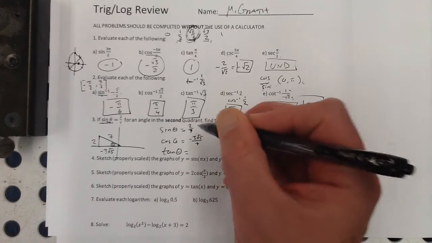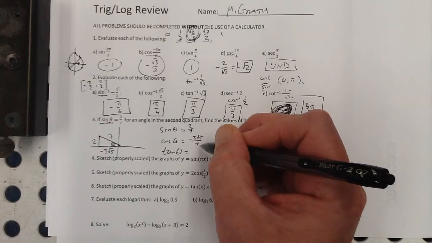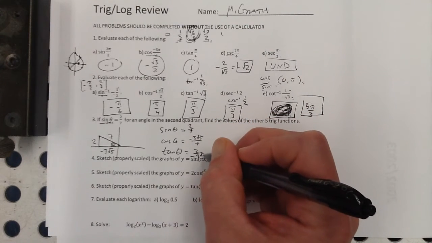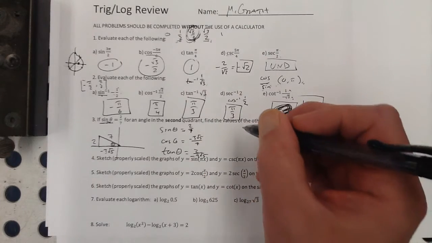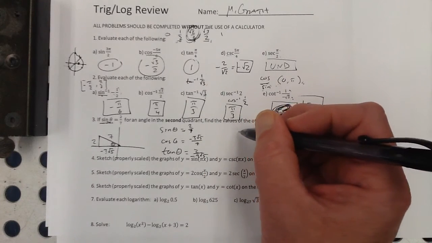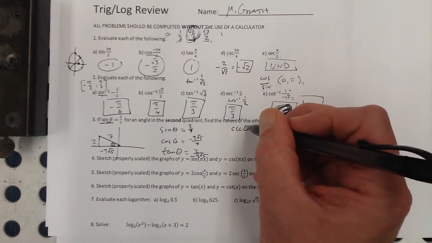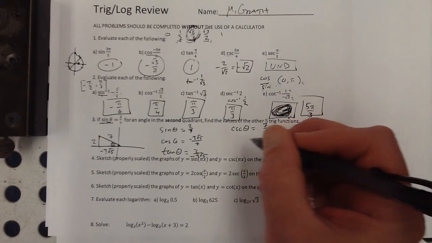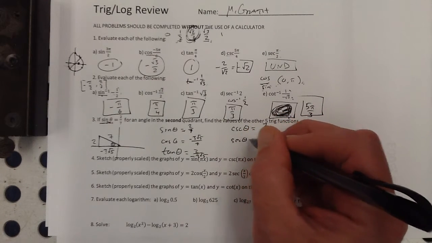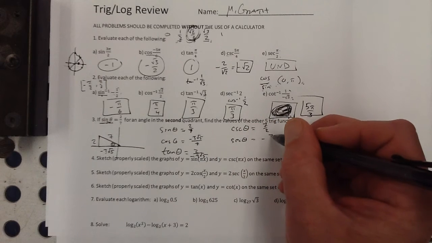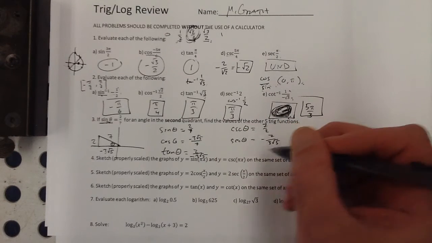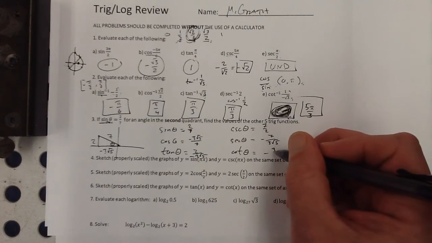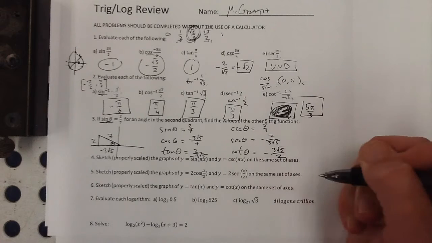Tangent of theta is sine over cosine. The 7's on the bottom cancel out. We get 2 over negative 3 root 5. Is it a problem that there's a square root sign on the bottom? Not anymore. That's a rule that is for babies, not you guys. So cosecant is this upside down. Secant is this upside down. And cotangent is that upside down.